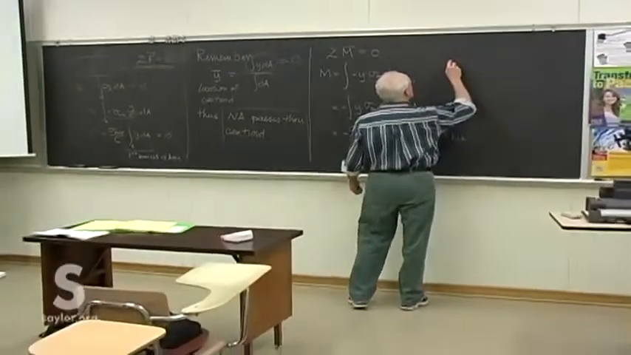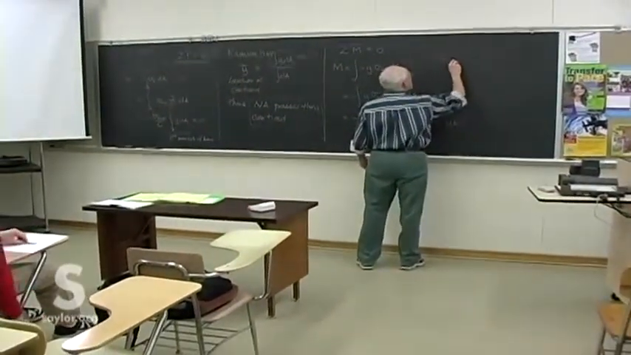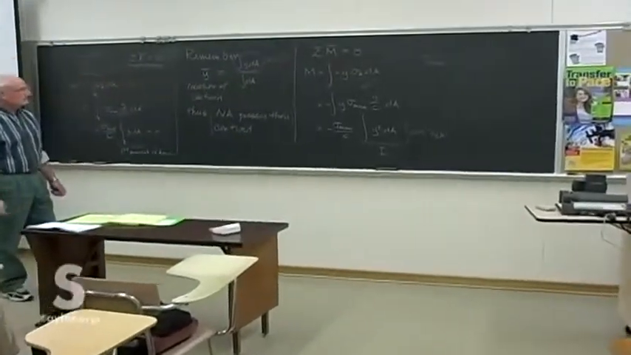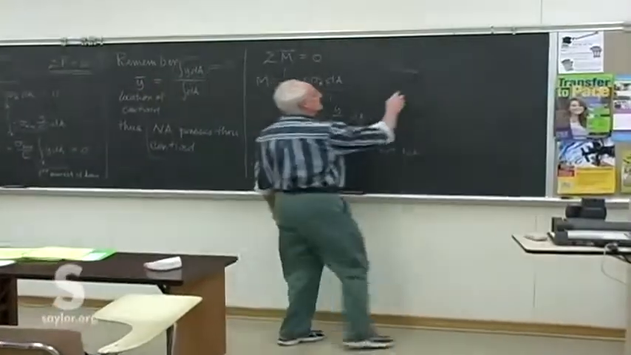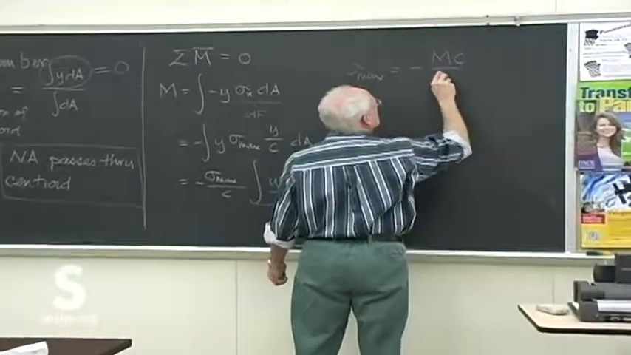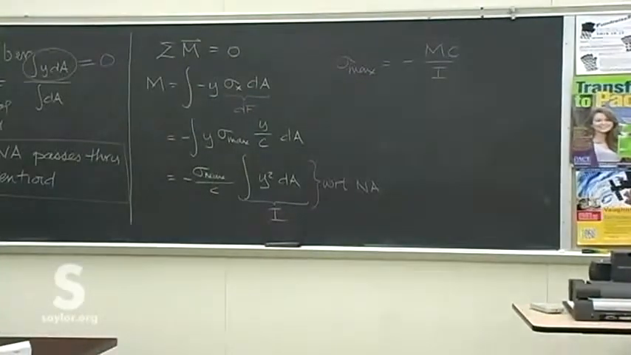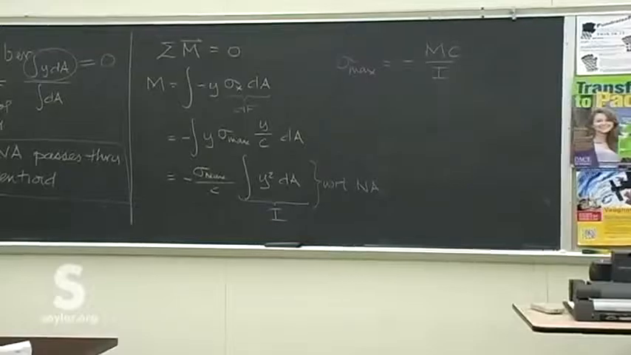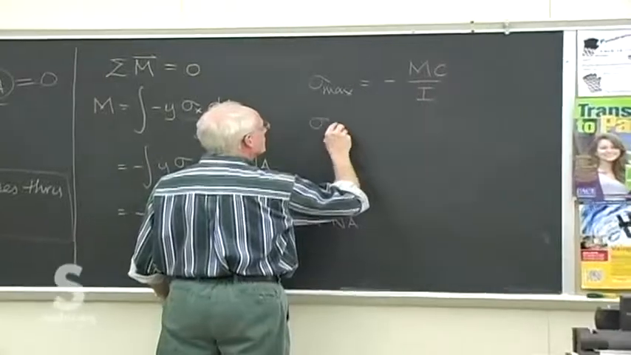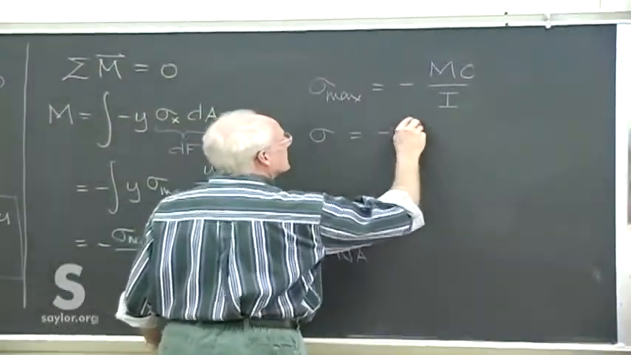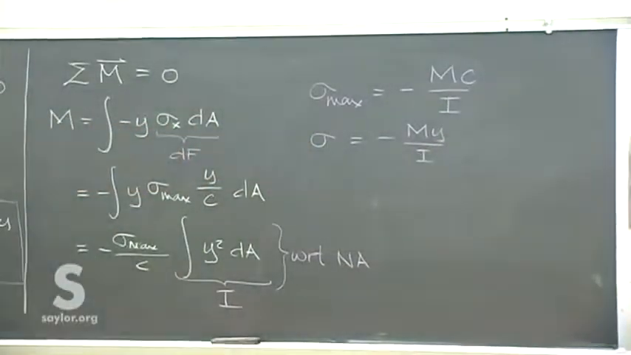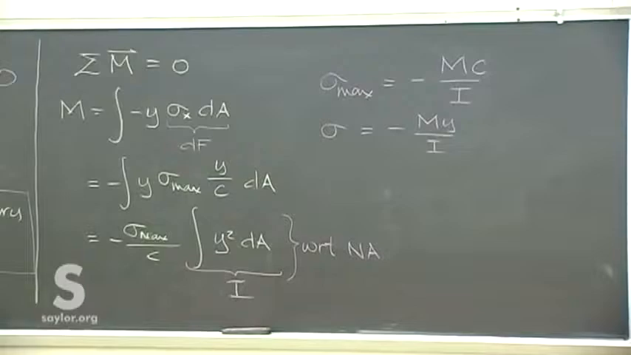We get that the maximum stress is minus Mc over I. And the equivalent, the local stress, is minus My over I. So because the stress varies linearly in between.